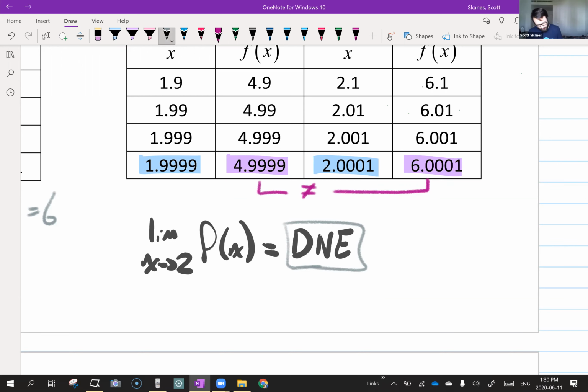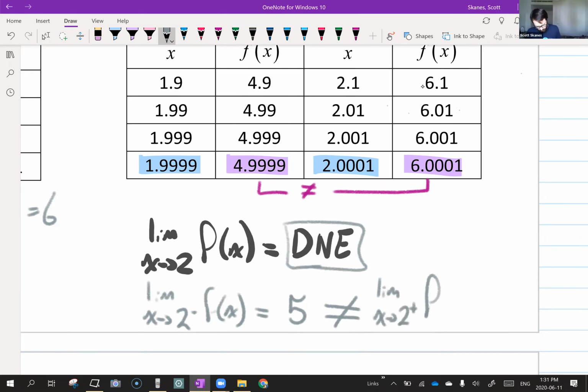So I'll write a little extra because I know a couple of you are still struggling to make sense of this. The limit as x approaches 2 from the left is 5, which is not equal to the limit as x approaches 2 from the right, which would be 6. Okay? They're not equal to each other. So if the left and the right side are not agreeing, it doesn't exist.